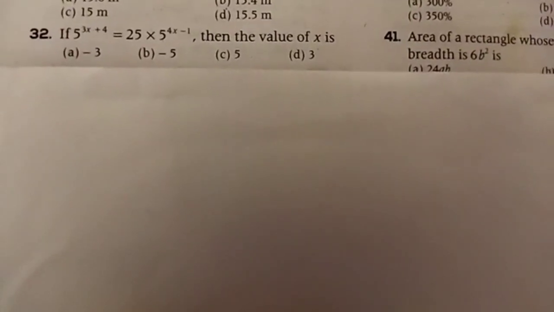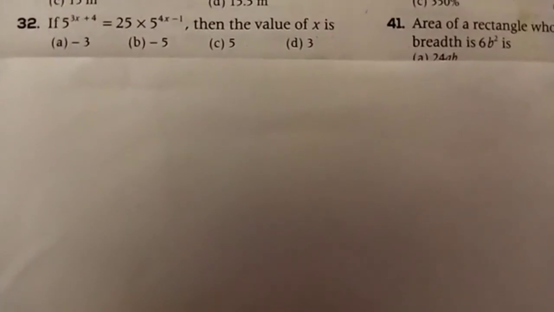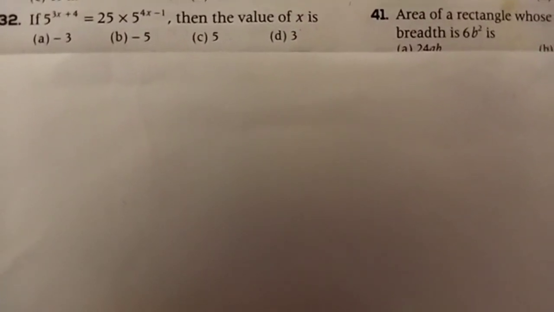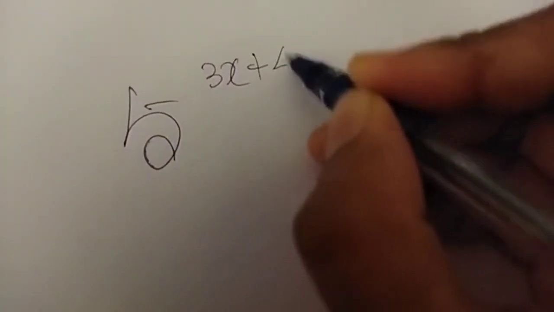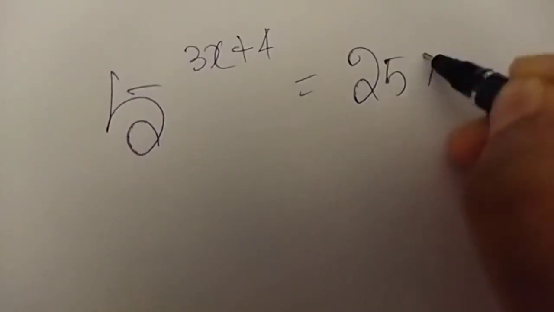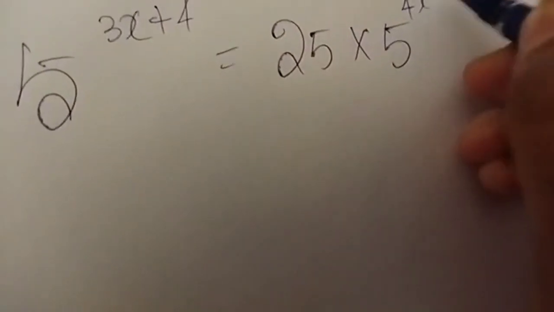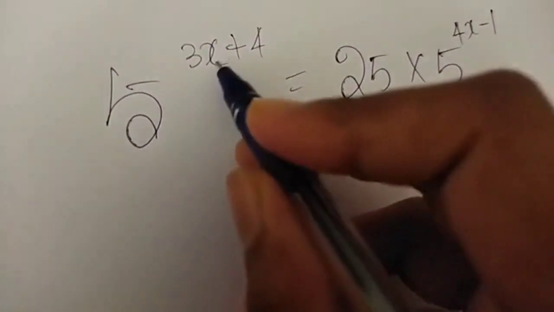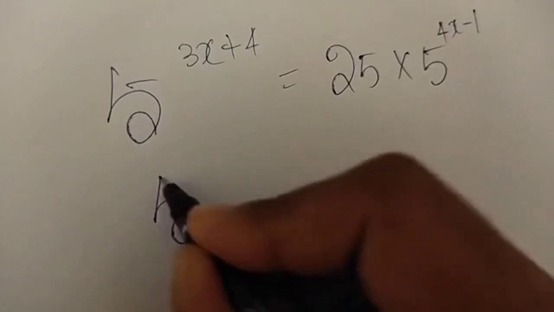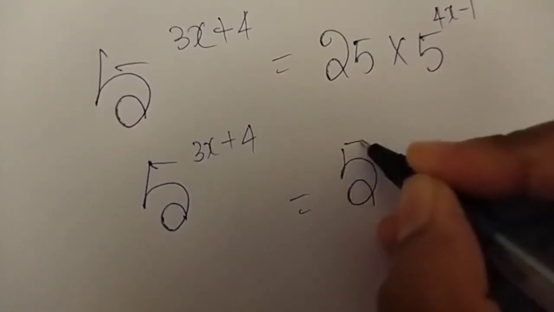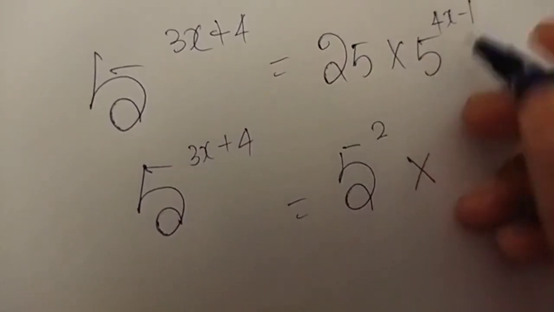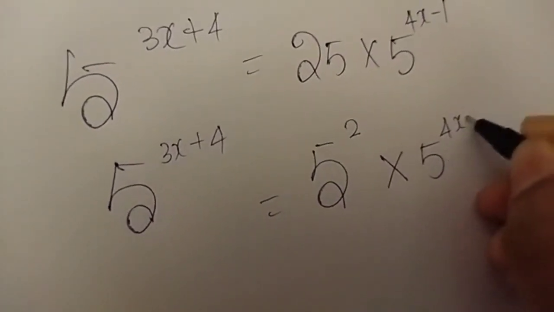If 5 power 3x plus 4 is equal to 25 into 5 power 4x minus 1, then the value of x is. So 5 power 3x plus 4 is equal to 25 into 5 power 4x minus 1. We can keep 5 power 3x plus 4 as it is. Here, 25 can be written as 5 square into 5 power 4x minus 1.